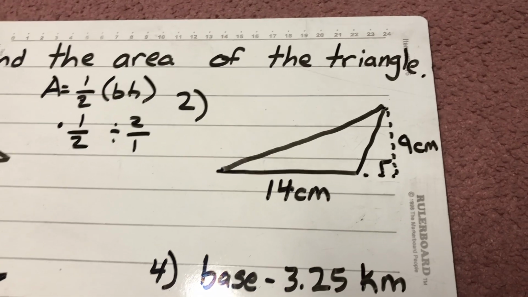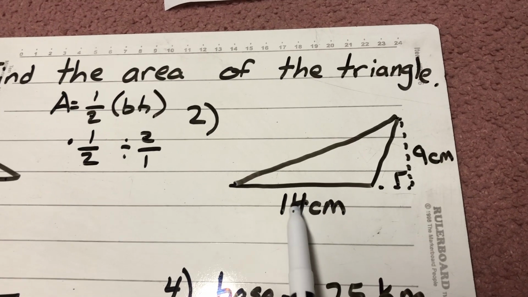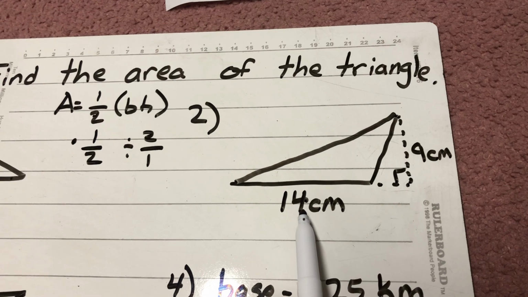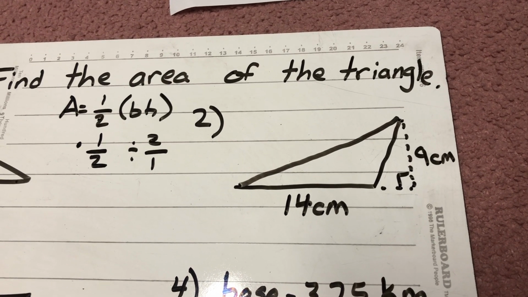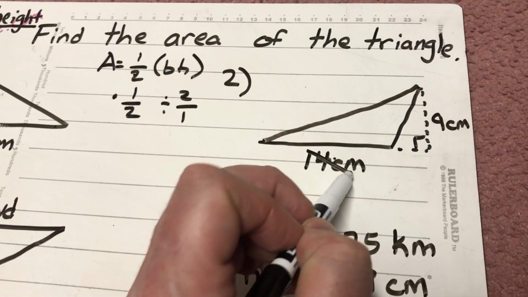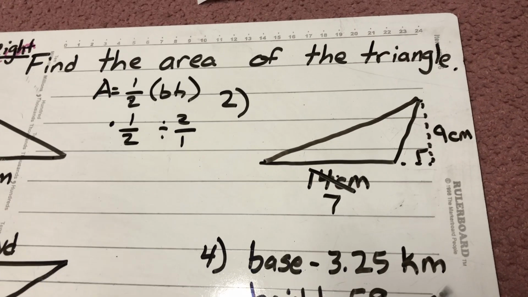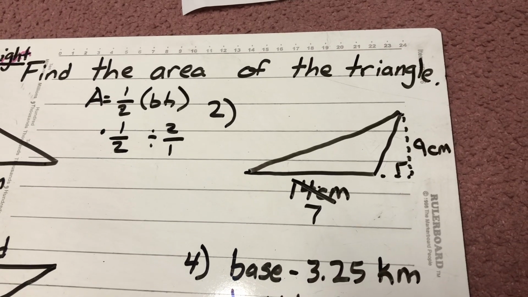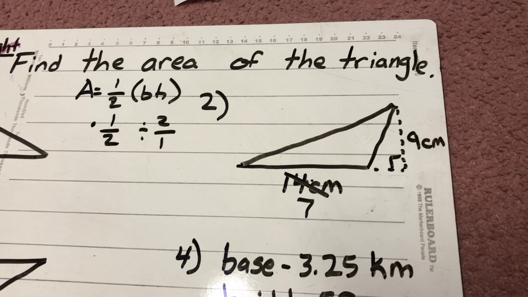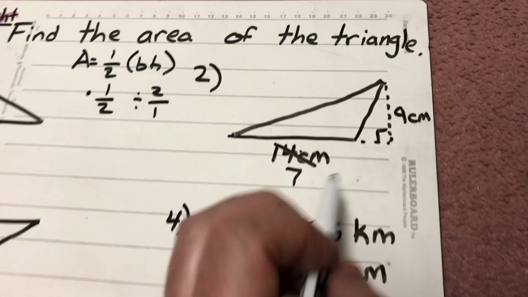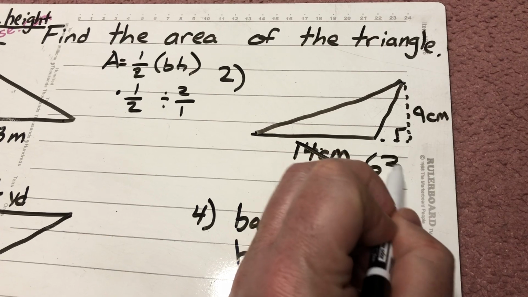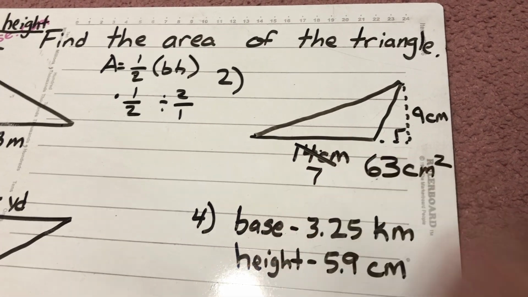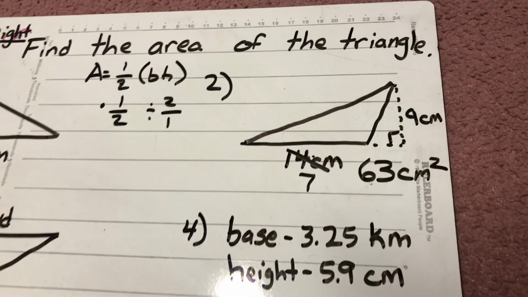Now here for number 2, I can do the same thing. 14 is an even number. It's easily divided by 2. So instead of 14, I'm going to think 7. And I'm just going to think 7 times 9. Well, 7 times 9, that's mental math. That's 63. So the area of this triangle is 63 square centimeters. Moving right along.